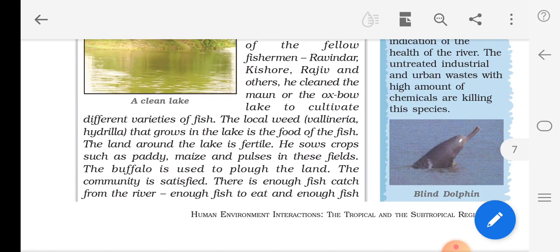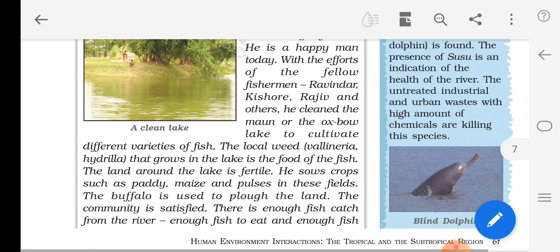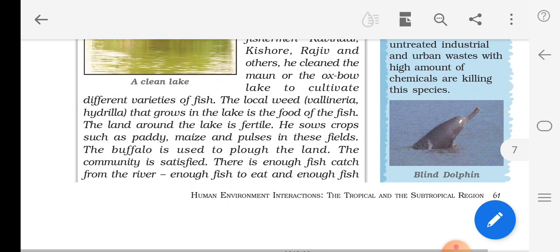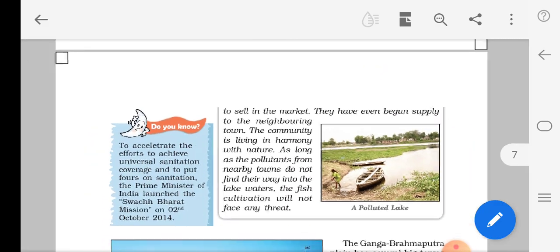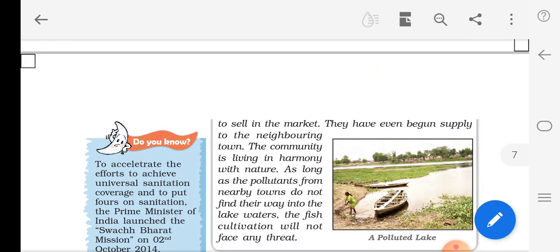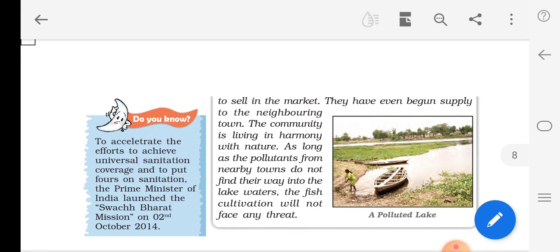Got it? Understood? The animals in the water, the aquatic animals, are also getting killed by the chemicals. Now let's see the next part, that is the livelihood of the lake. Livelihood of Binod near the lake. So he started catching fish not only for food but also started selling in the market. They have begun supplying to the neighboring town.